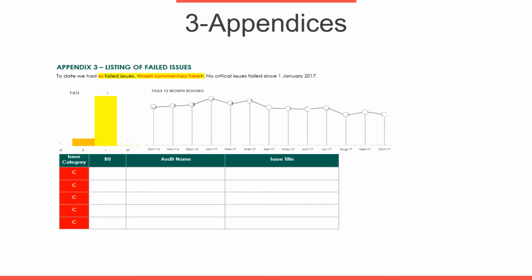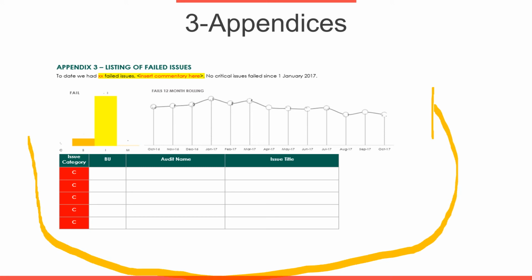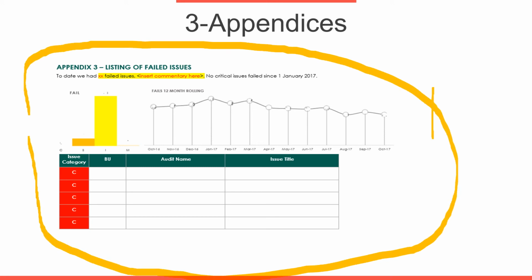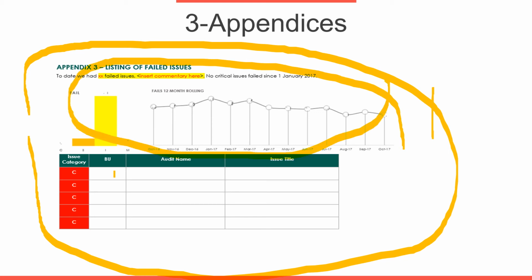The next appendix is the list of failed issues. How many issues have failed? You can put the same depending on your issues. Sometimes there is a failed issue, sometimes there is no failed issue. If there is an issue, you can put it here, same as in the previous template: business unit name, audit name, and issue title. And here you can put a graphical representation of all those issues.